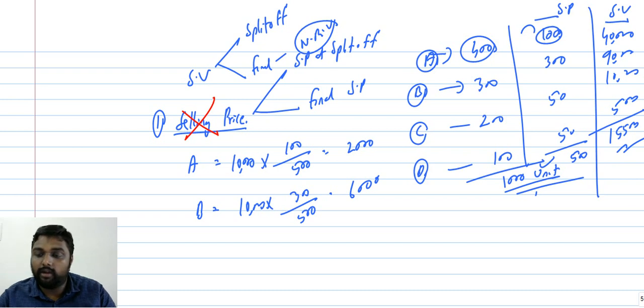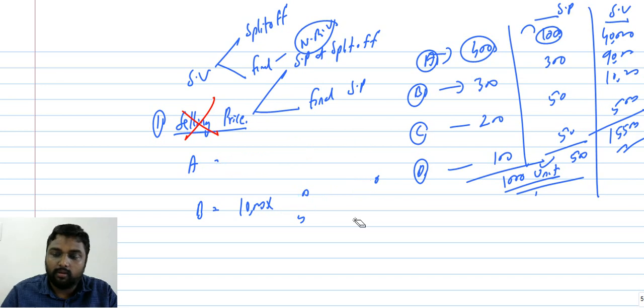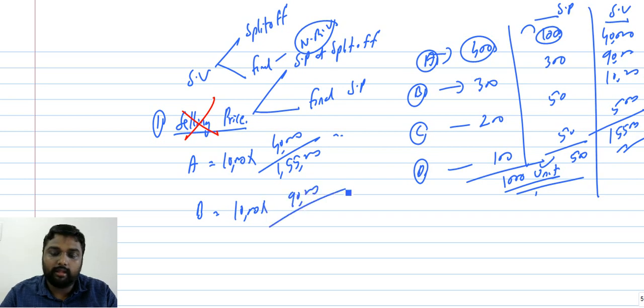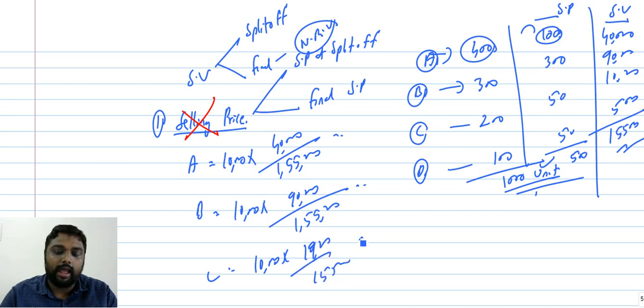So what we have to do? Here there will be a ratio. What will be the ratio? For A, 10,000 is the amount into 40,000 divided by 1 lakh 55. For B, how will it come? 10,000 into 90,000 divided by 1 lakh 55. See how it will come: 10,000 into 10,000 divided by 1 lakh 55.